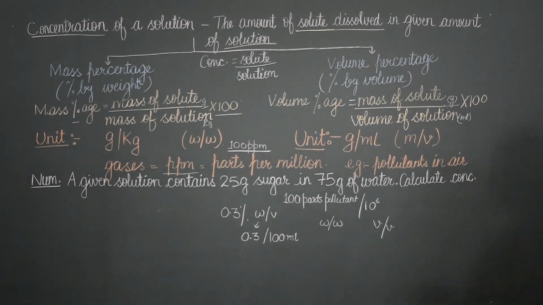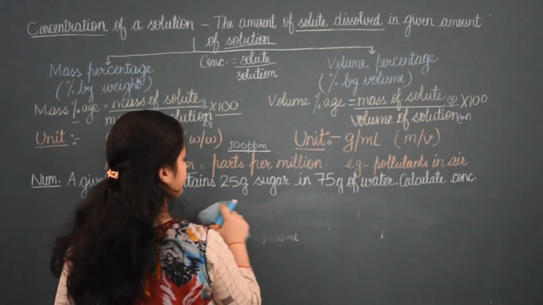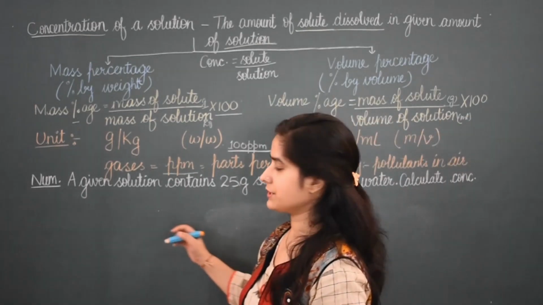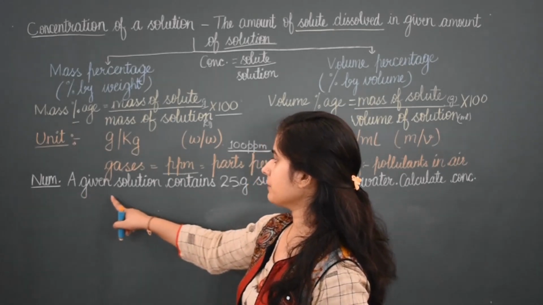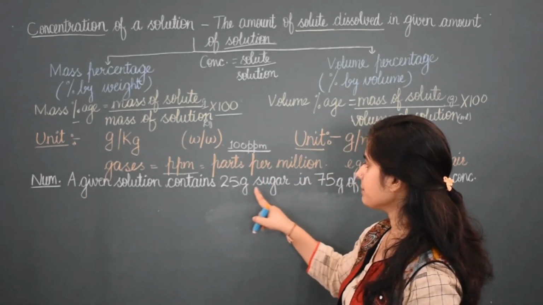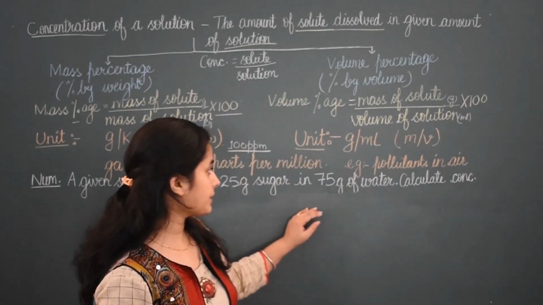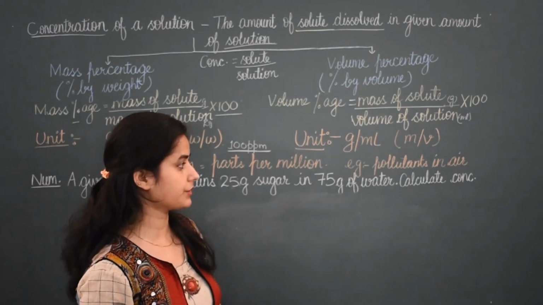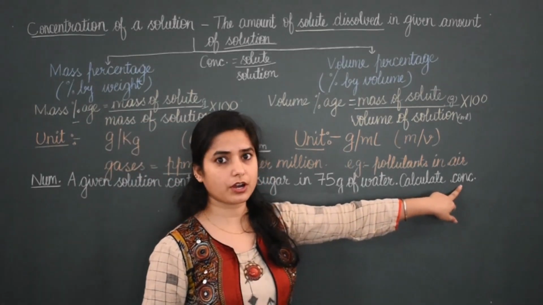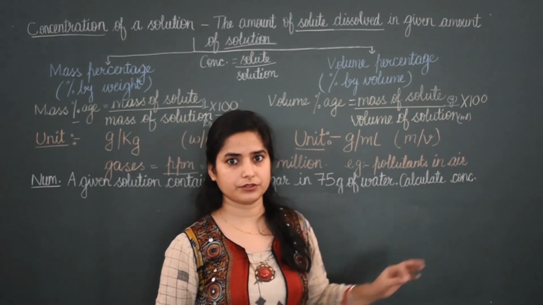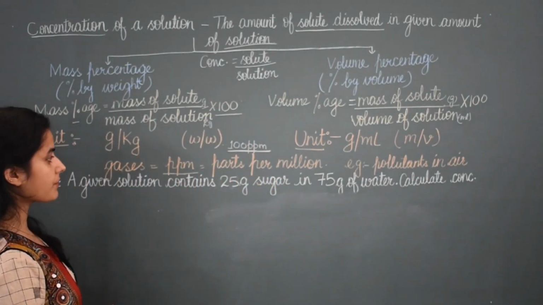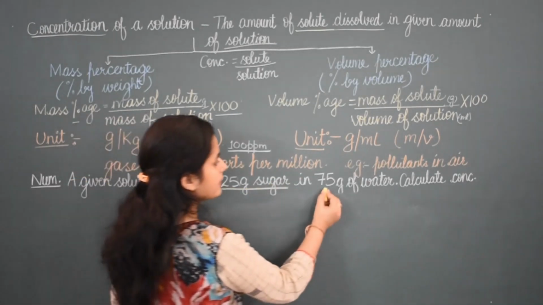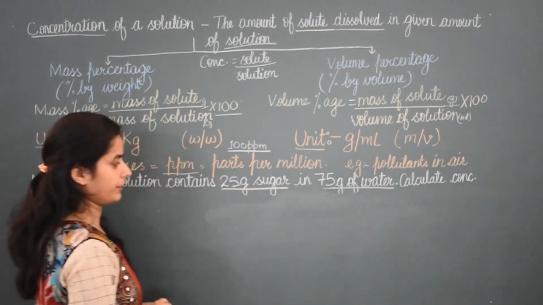Next, now we will solve this numerical to find the concentration of the solution. So let's check. A given solution contains 25 gram sugar in 75 gram of water. Calculate the concentration of the solution. For concentration, we can write in short form as CONC dot. Okay. So first of all, what do we have to find? Here it is given 25 gram sugar and 75 gram of water.